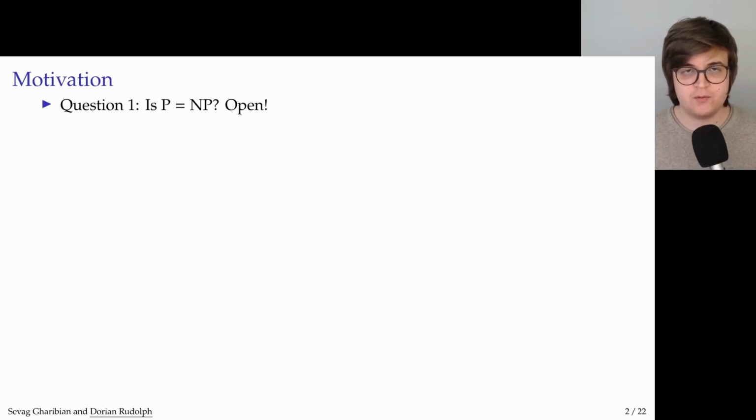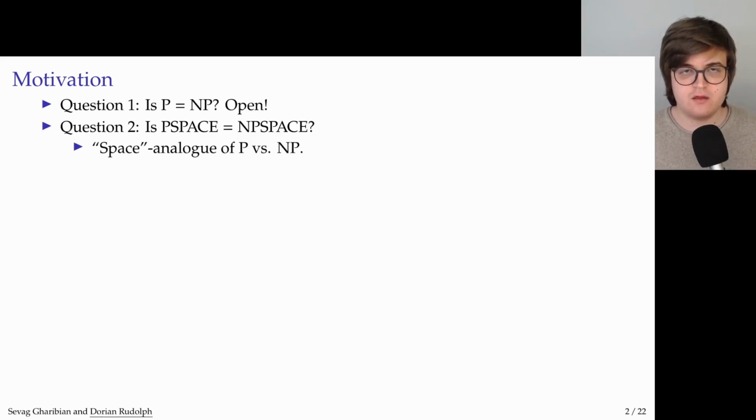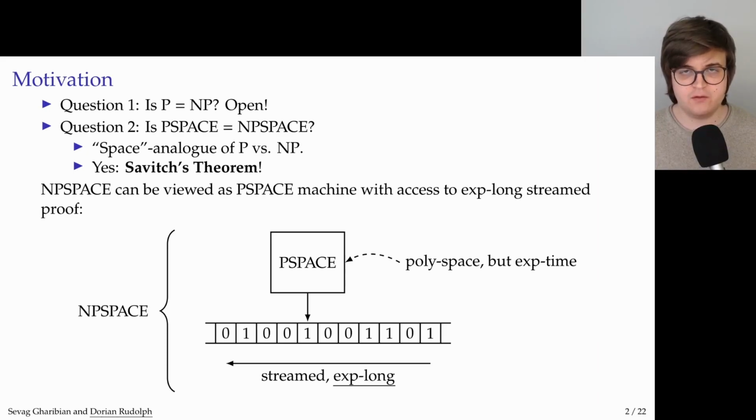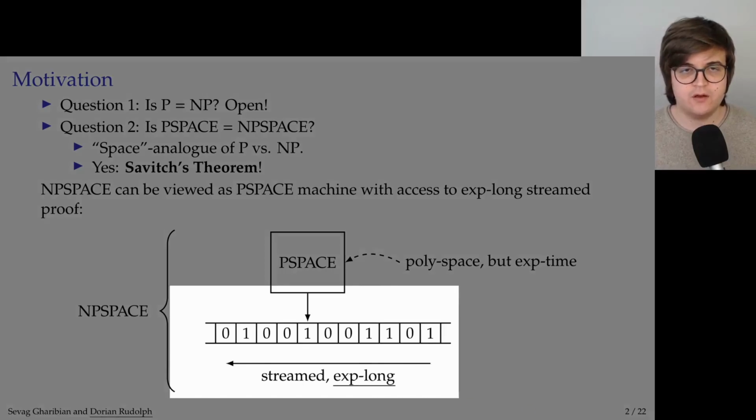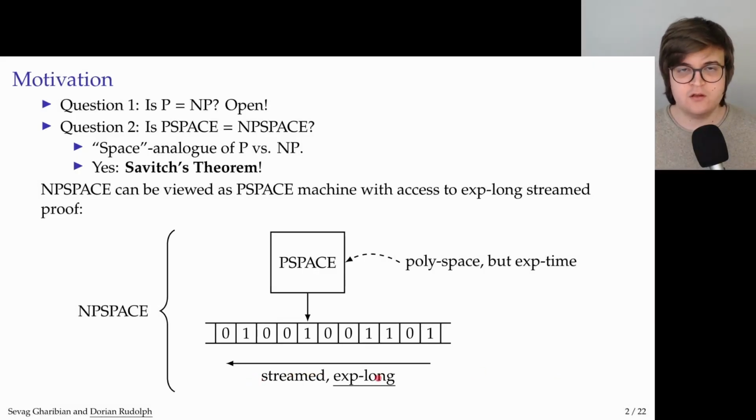Everybody knows the open problem of P versus NP. The space-bounded analog, PSPACE versus NPSPACE, however, is solved. Savage's theorem proves their equality. NPSPACE can be viewed as a PSPACE machine with access to an exponentially long streamed proof, as in the figure. The PSPACE verifier has polynomial space but exponential runtime. In NPSPACE, it gets access to a proof. The proof is streamed, so the verifier sees only one pass of the proof.